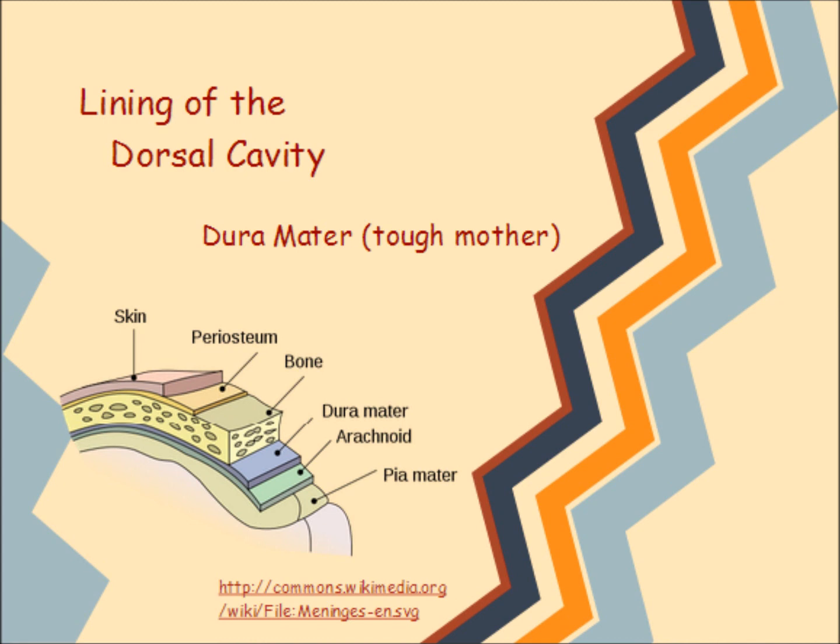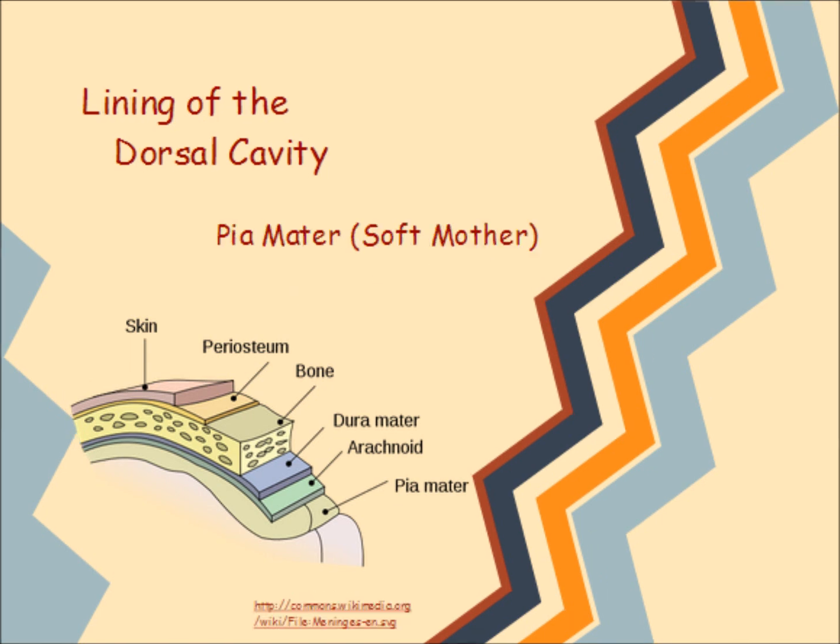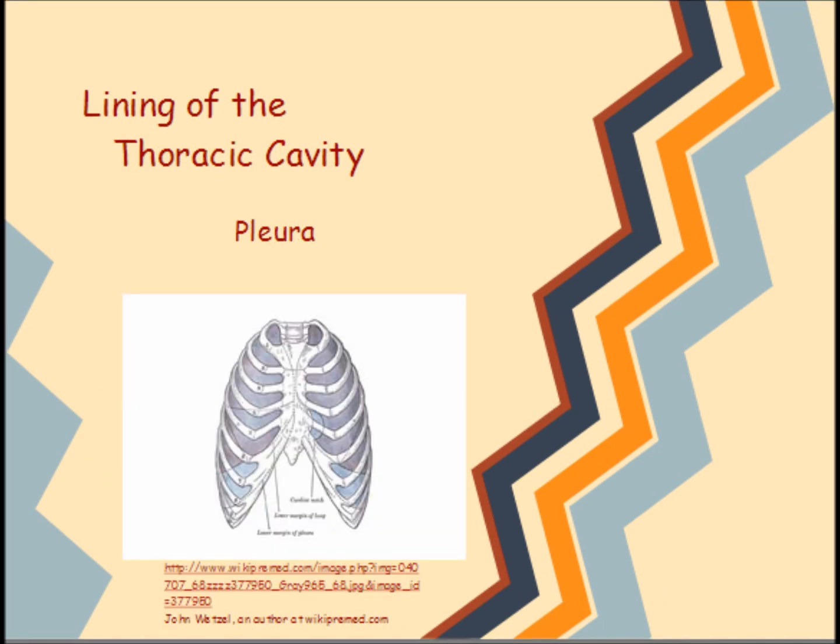The outer layer is called the dura mater, which is Latin for tough mother. The next layer is the web-like arachnoid mater. Arachne is Greek for spider. The innermost layer is the pia mater, Latin for soft mother. The pia mater is actually adhered to the brain and spinal cord and closely follows all the folds and gyri of the brain.